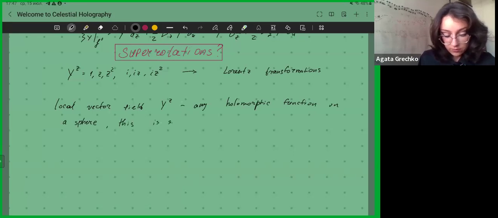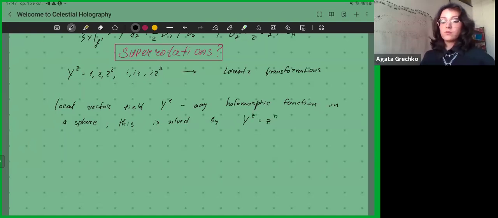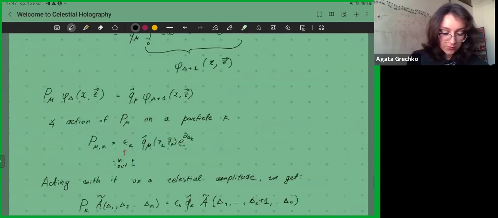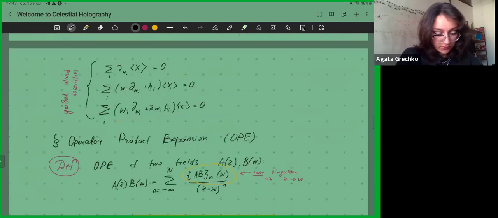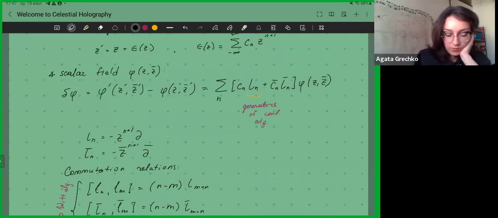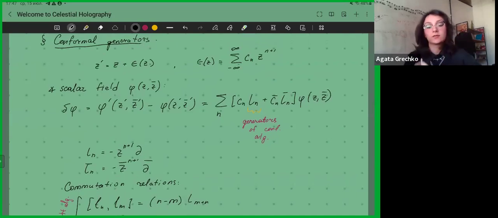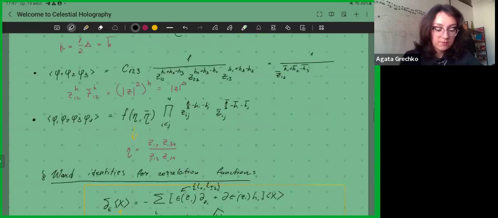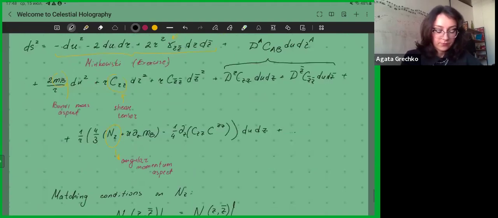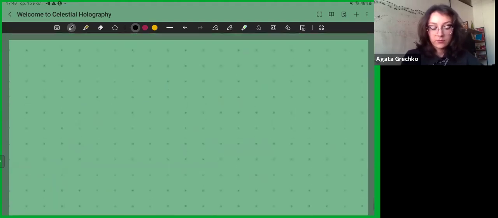And this condition is solved by taking Y^z to be any arbitrary power of z, right? So when we remember our generators of the local conformal algebra, they were written in the following form. Remember, they were decomposed by modes. And let's now spend a little bit of time seeing clearly how our local conformal symmetry comes into play.